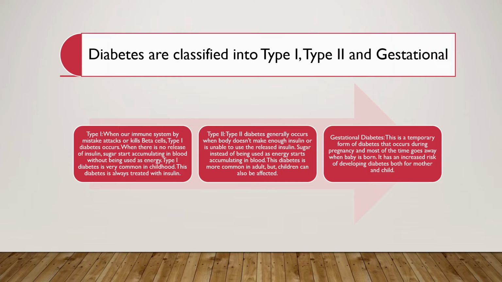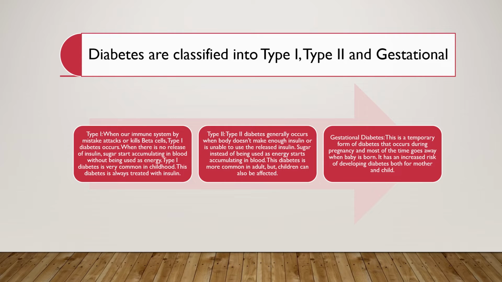Coming to the classification of diabetes, diabetes is basically classified into three different types: Type 1, Type 2, as well as gestational. In type 1, the immune system by mistake attacks the beta cells, causing no release of any insulin. This causes the accumulation of sugar in the blood. In type 2 diabetes, the body becomes unable to make enough insulin or becomes unable to utilize the released insulin. This causes type 2 diabetes.